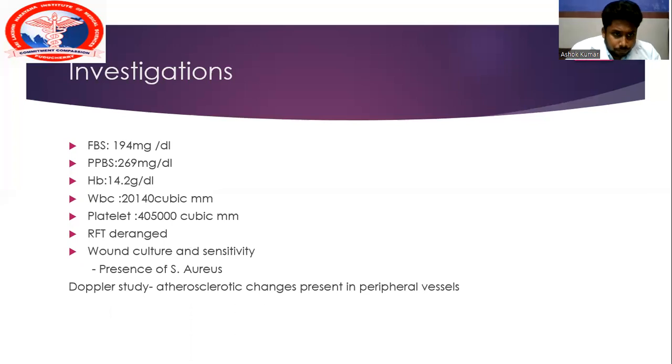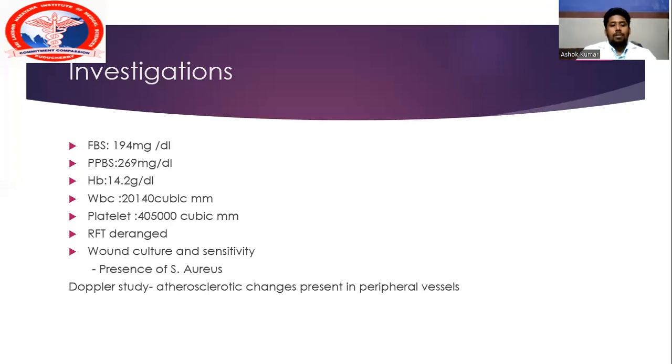His fasting blood sugars were 194 milligram per deciliter. His postprandial blood sugars were 269. He was uncontrolled. We started him on insulin, that is Actrapid and Mixtard. So we monitored his sugars continuously, but then it was not coming up to the normal value.